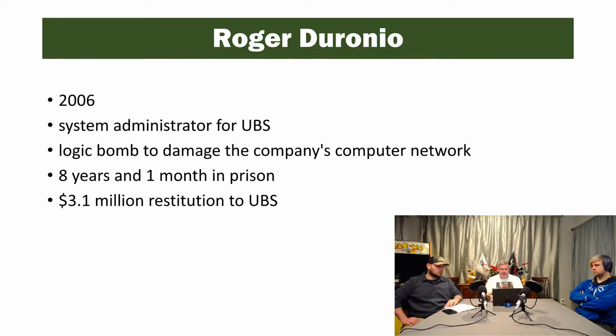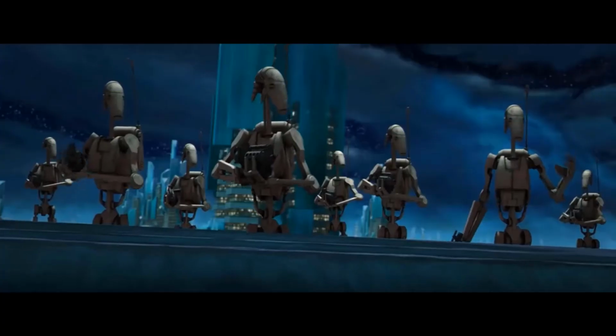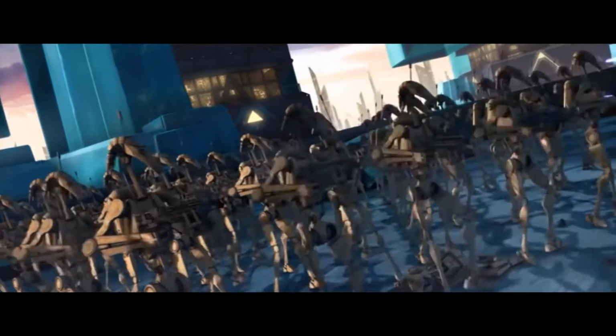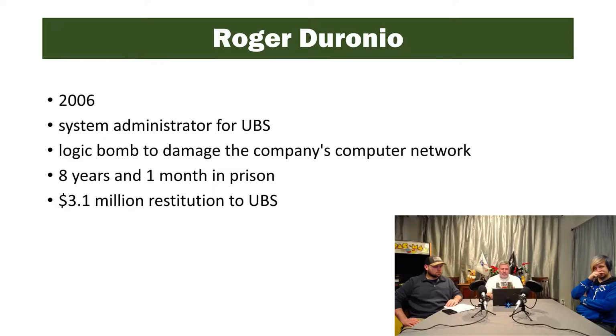The other one is Roger Durano. 2006, system administrator for UBS, the banking company. A logic bomb put on the company network to damage the network, right? He was actually sentenced to 8 years and 1 month in prison, and he had to pay $3.1 million restitution to UBS for the cost of cleaning up his mess.